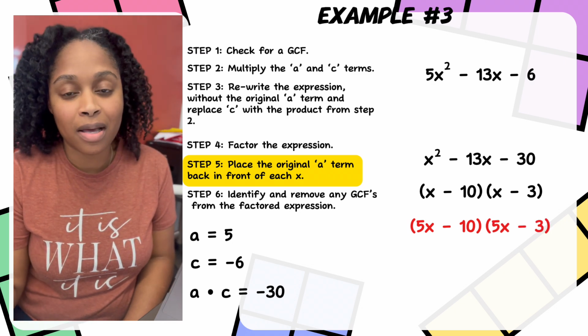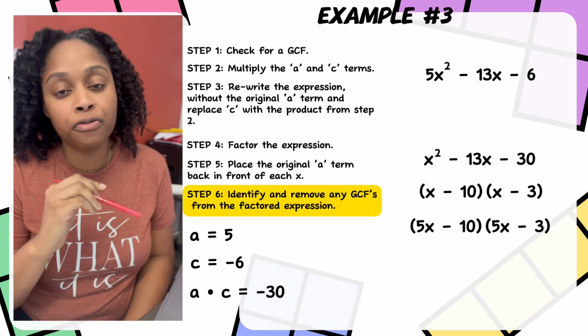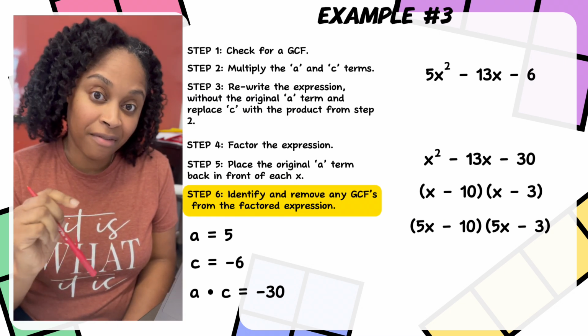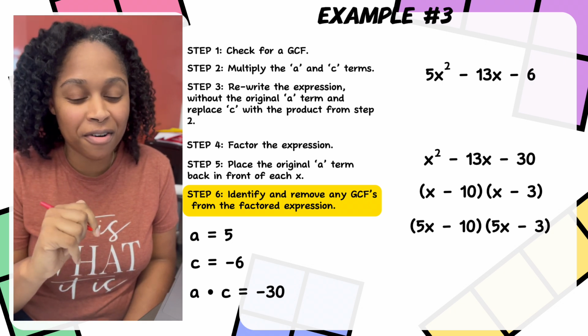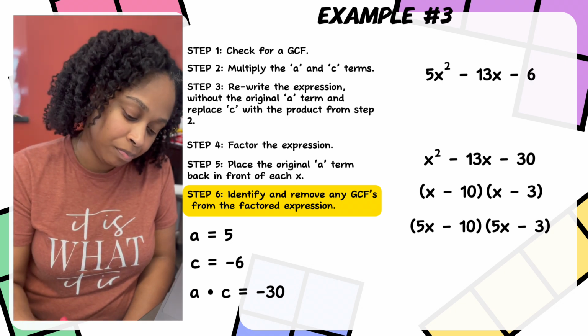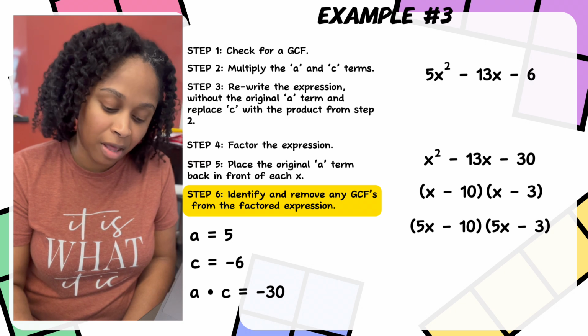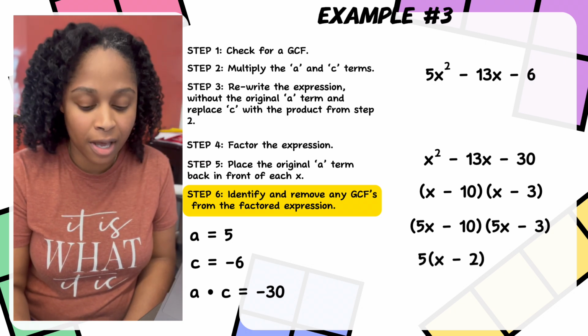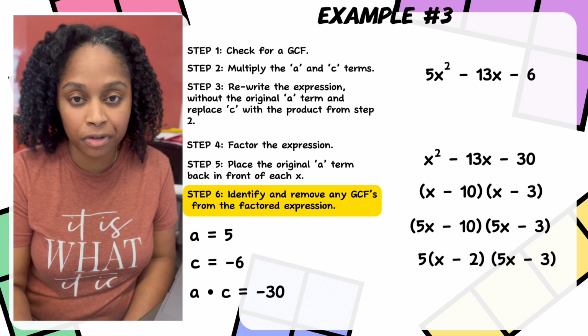And then the last step is to identify and remove any greatest common factors. So for my first set, I have 5x minus 10. I have a GCF of 5, so I'm going to take that out. So when I take out the 5, I'm left with x minus 2. The second set, I don't have any GCF, so I'm going to leave it alone, 5x minus 3.